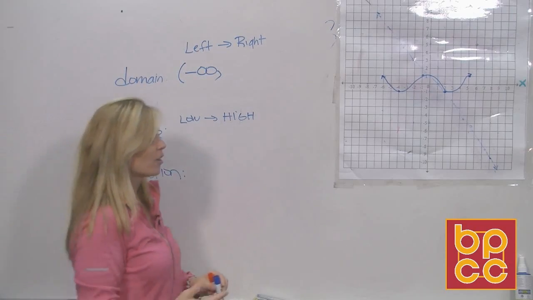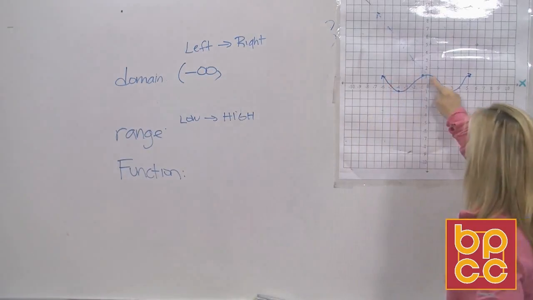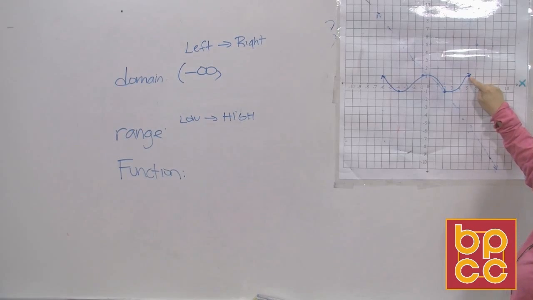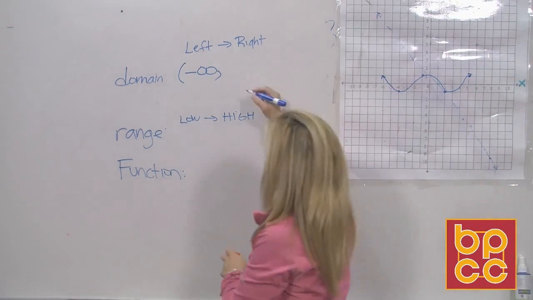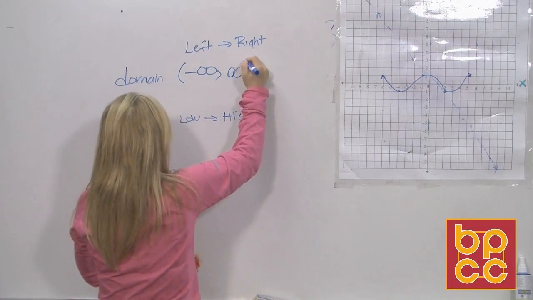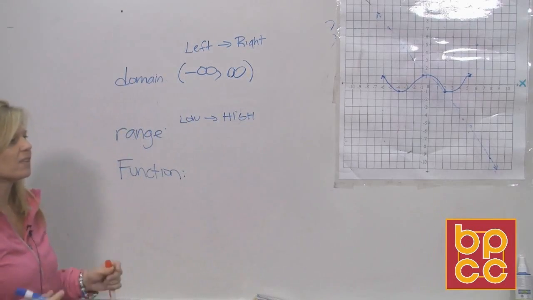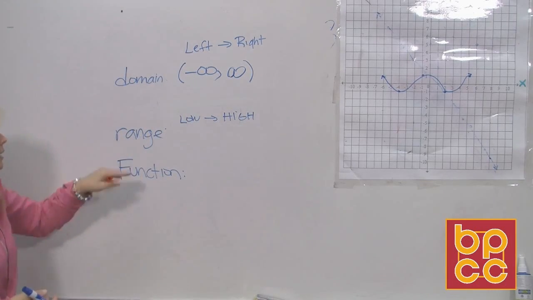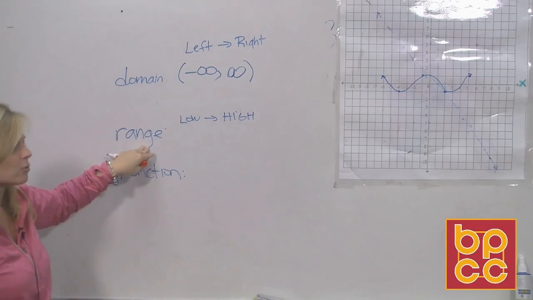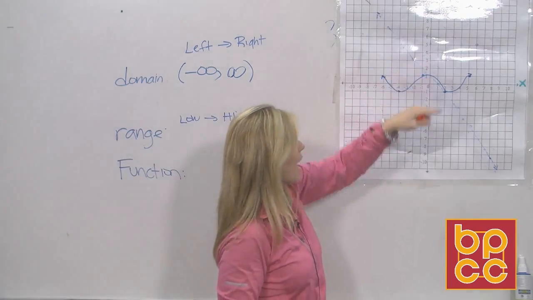Again, how far to the right does it go? Well, if you trace it with your finger, there's going to be an arrow here, which means it's going to keep going to the right, which is positive infinity. So the domain of that curve is negative infinity to positive infinity. Now range is your y values. Y means low to high.